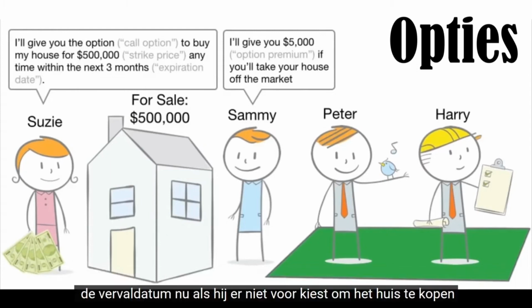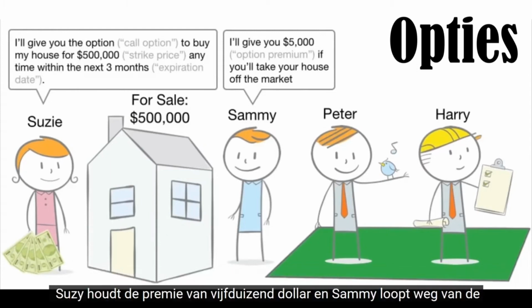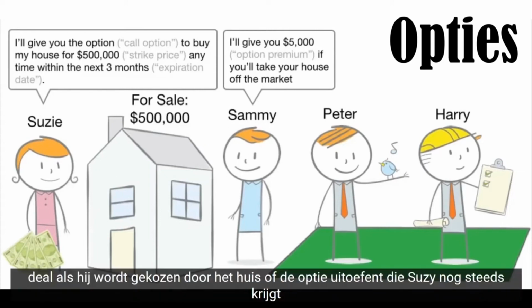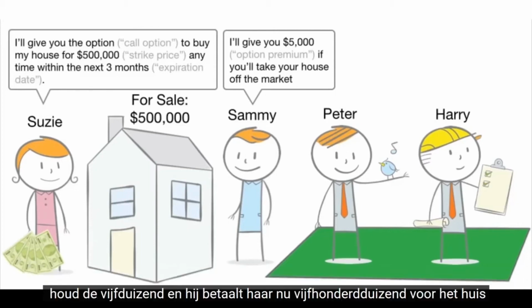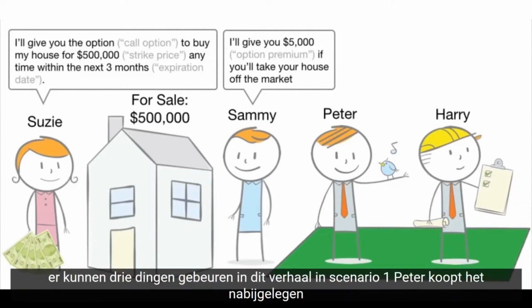Now, if he does not elect to buy the house, Susie keeps the $5,000 premium and Sammy walks away from the deal. If he does elect to buy the house, or exercise the option, Susie still gets to keep the $5,000 and he pays her $500,000 for the house. Now, 3 things could happen in this story.